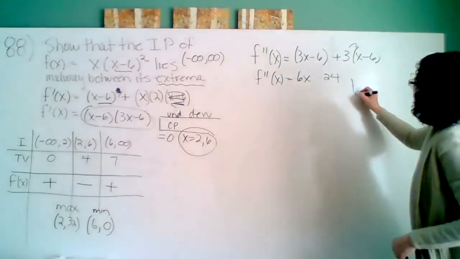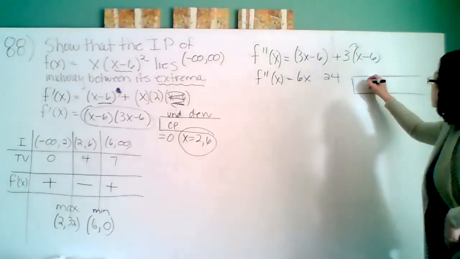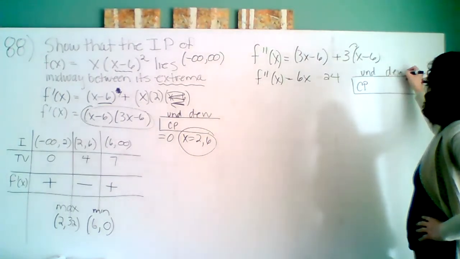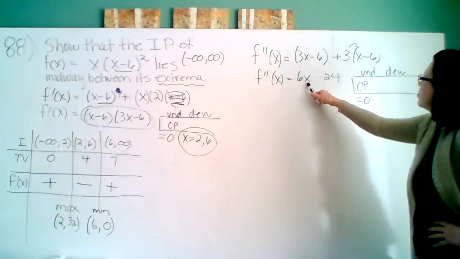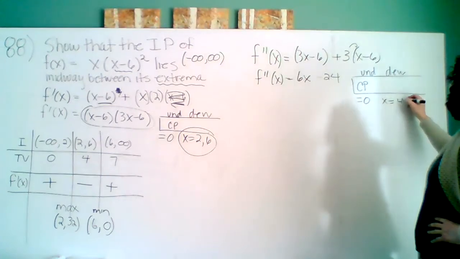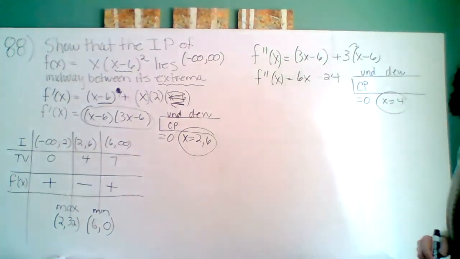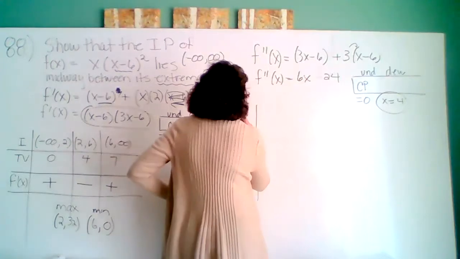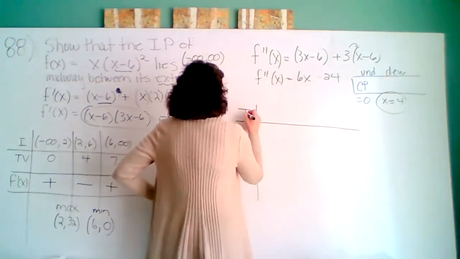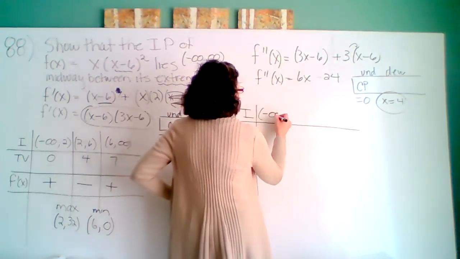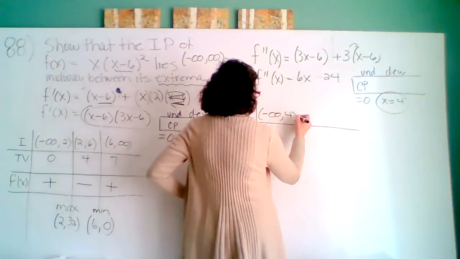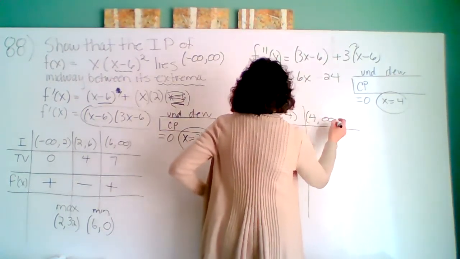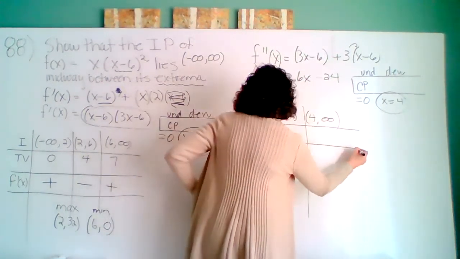Awesome. Where are those critical points? Undefined: it's linear, defined everywhere. Where is this equal to 0? Oh, at x equals 4. Awesome. You almost feel like you could stop now, but that's just a critical point. We do have to prove it's an inflection point, that the concavity changes. So from negative infinity to 4, and then from 4 to infinity. There we go.